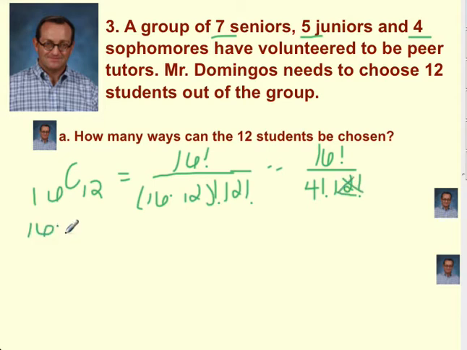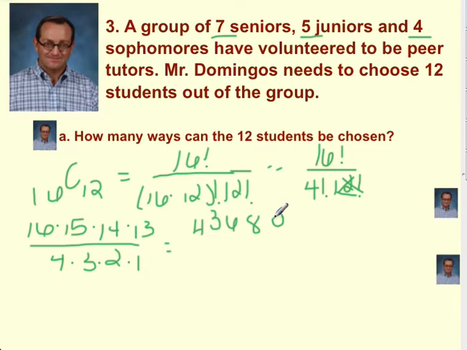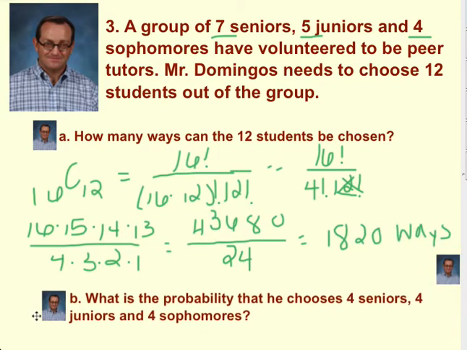So left off top, I have 16 times 15 times 14 times 13, and then that's going to be divided by 4 times 3 times 2 times 1. Well, when you multiply out that top, 16 times 15 times 14 times 13, you get 43,680. So now we're going to take that and divide it by 4 times 3 times 2 times 1, and that's going to be 24. So when you divide that out, you end up getting 1,820 ways. So that's the number of ways that we can choose 12 students. So that's going to be our starting total right there.